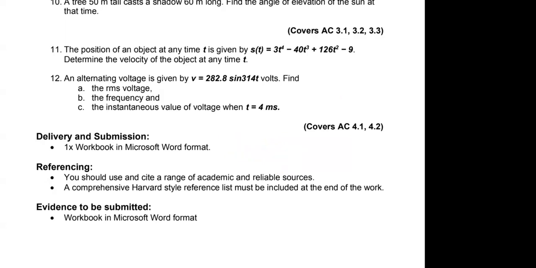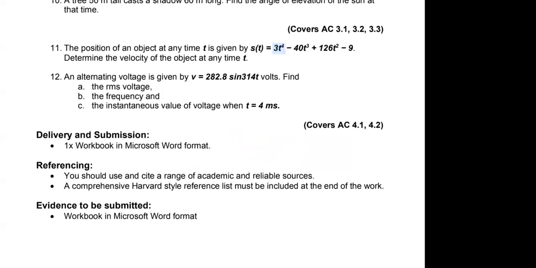So this one too, when you differentiate 3t to the power of 4, that gives you what? 12t cubed. Can you see? Because you do what? 4 times 3 is 12. 4 minus 1 is what? 3. Then minus 40. So 3 times 40, that's going to be what? 120. 3 minus 1 is 2. So it's going to be 120t squared.